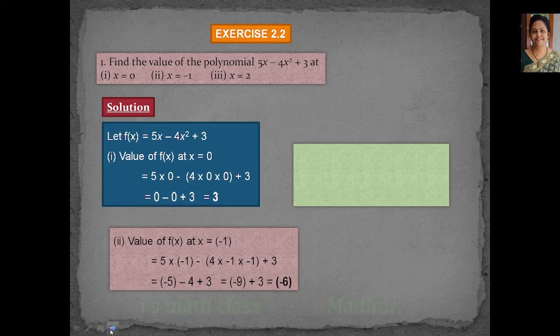Okay children. Next one, value of f(x) at x is equal to 2. So 5 into 2 minus 4 into 2 into 2 plus 3. So 5 2s are 10, minus 4 2s are 8, 8 2s are 16, plus 3. So 10 minus 16 plus 3. So here 10 and 3, 13 minus 16.